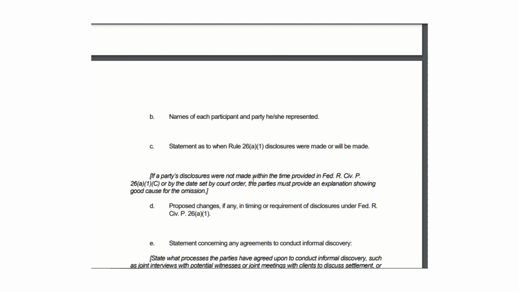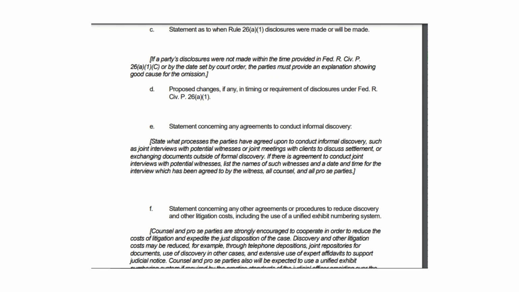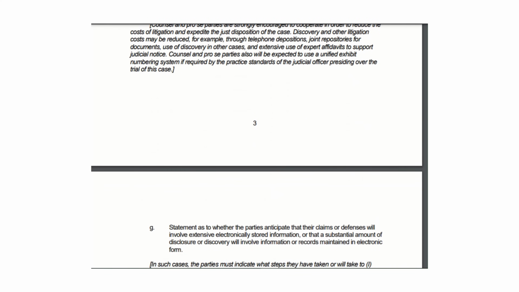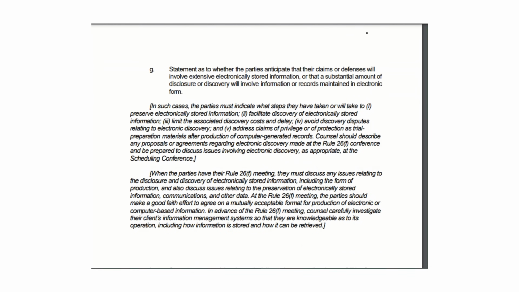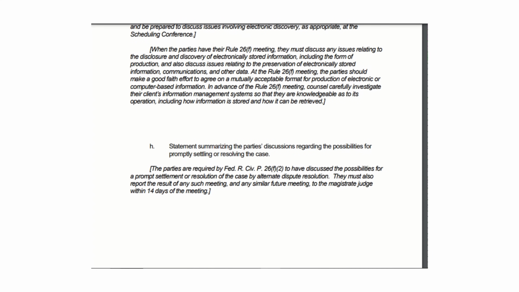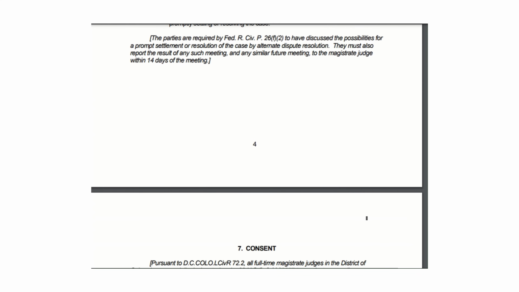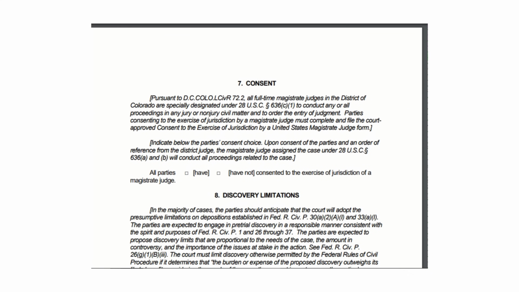If a party's disclosures were not made within the time provided in Federal Rules of Civil Procedure 26(a)(1)(C) or by the date set by court order, the parties must provide an explanation showing good cause for the omission. Hey, the court is serious about this. So just keep reading. You can answer these. I'm not going to go through each one, but I want you to see how involved the scheduling order is, because litigation is involved. Okay, so you want to be able to respond to each of these items. Consent to whether you would want a magistrate judge to oversee the scheduling order.